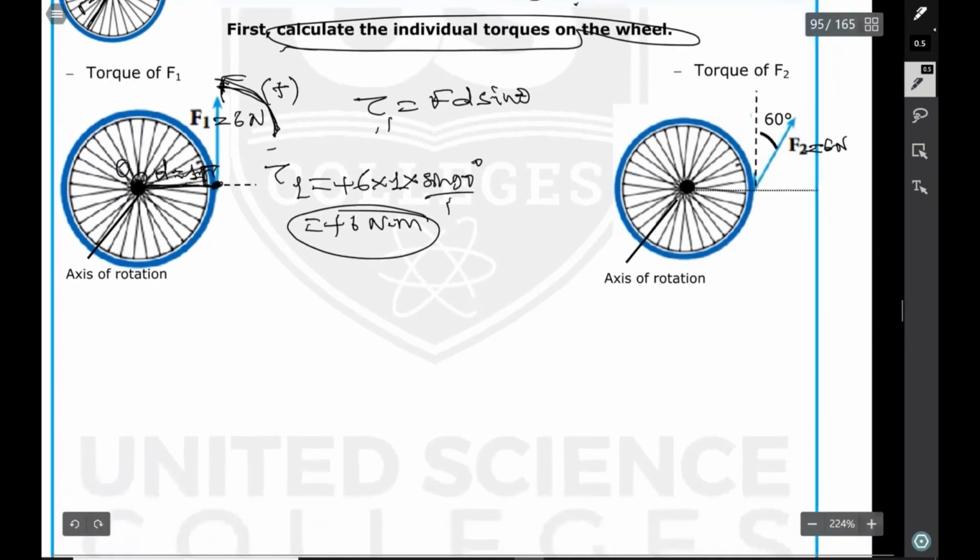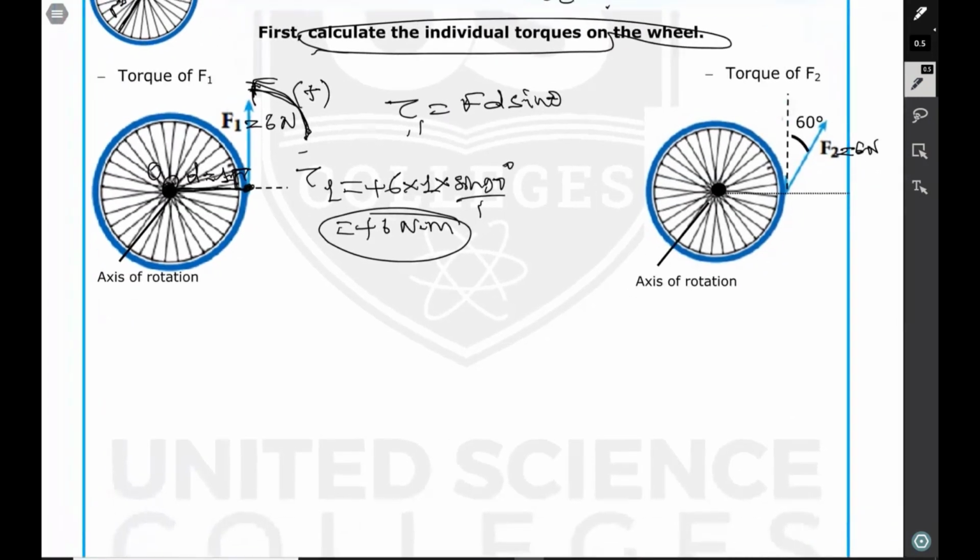Now let's go with the second one. But the second one makes an angle with F1. This angle is 60 degrees, given. Does this force cause clockwise rotation or counterclockwise rotation? What do you think? Counterclockwise. Yes, again counterclockwise. I'm going to show you a simple way you can use your pen to get the direction of rotation. It's counterclockwise again. Positive. Torque 2 is positive.